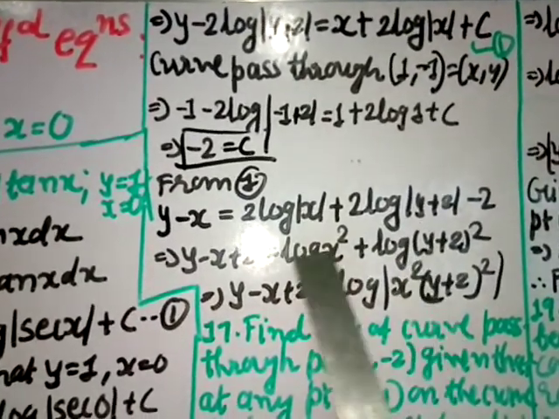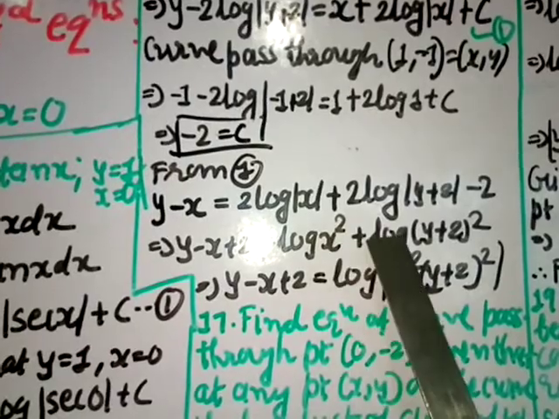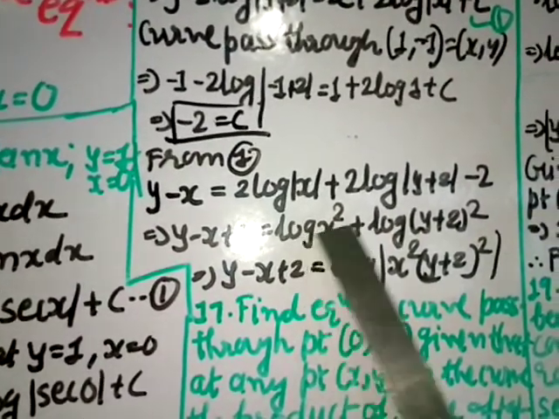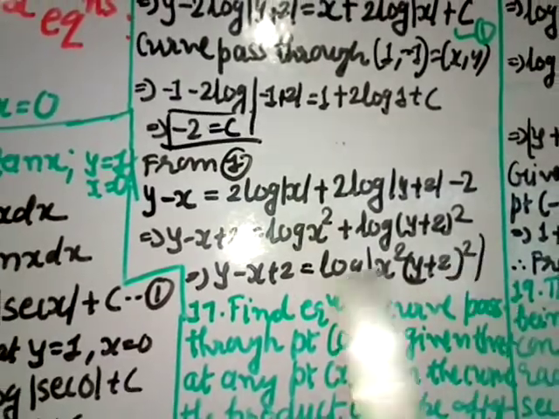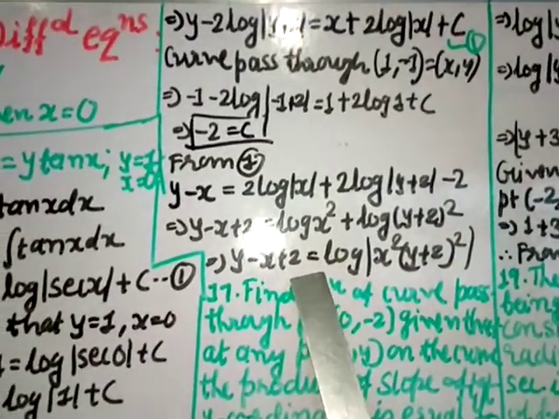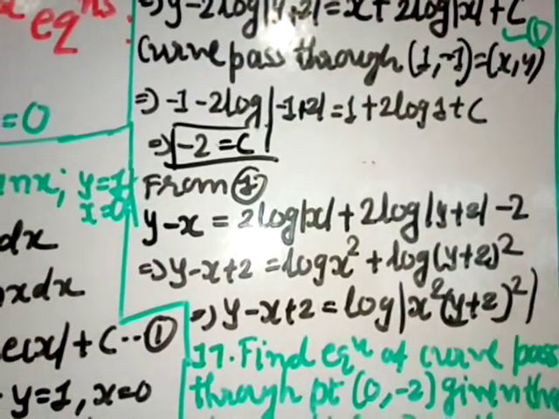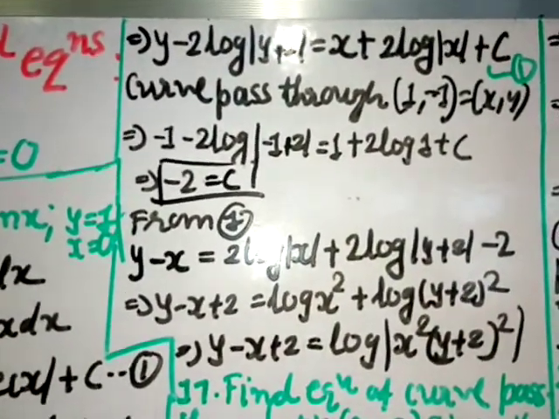Now this you can use the log property, log m plus log n gives you log m into n. So I use log x square into y plus 2 whole square. So y minus x plus 2 equal to log of x square into y plus 2 whole square. So this is the solution for question number 16.